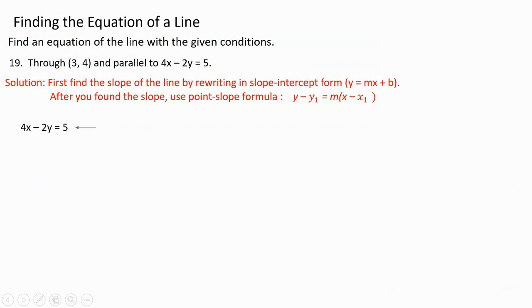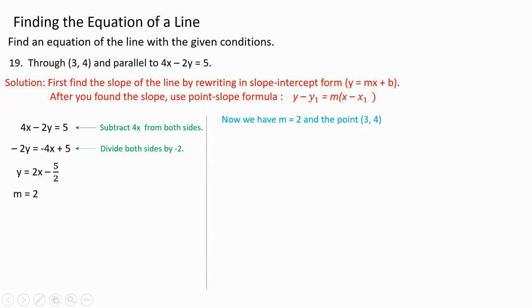So here, I'm going to subtract 4x from both sides. So I have -2y equals -4x plus 5. Then I divide by -2, so I get y equals 2x minus 5/2. So if it says parallel, then my slope here is going to be 2. Then I have my slope and I got my point.